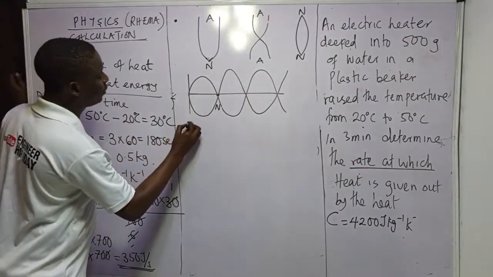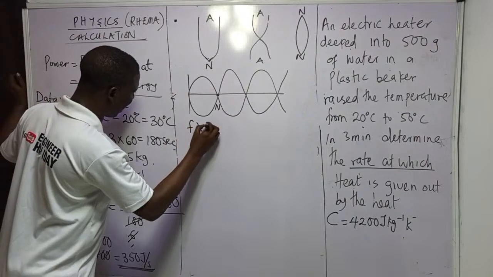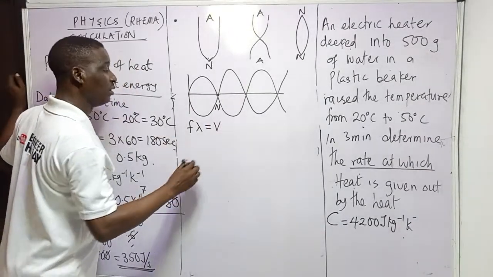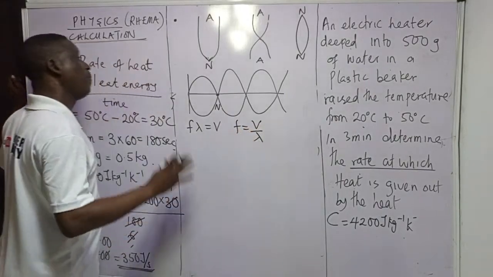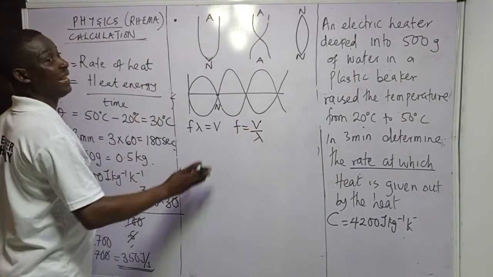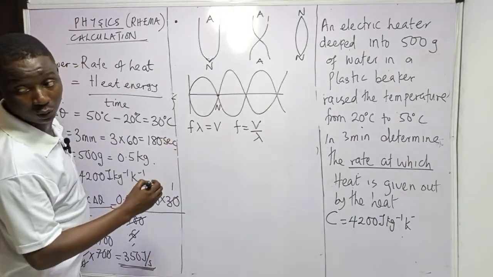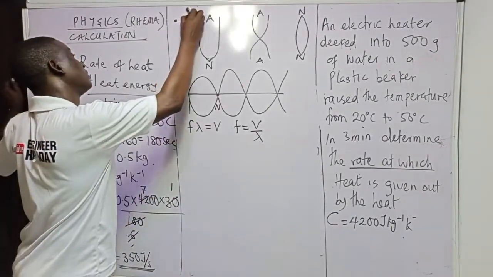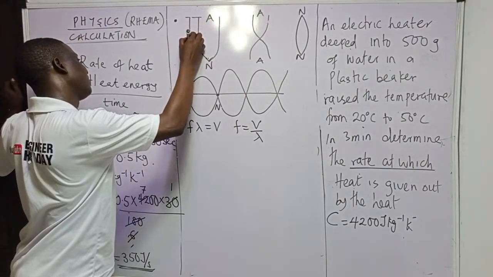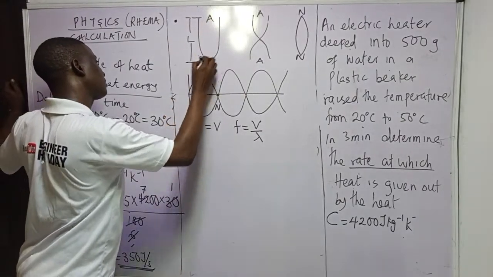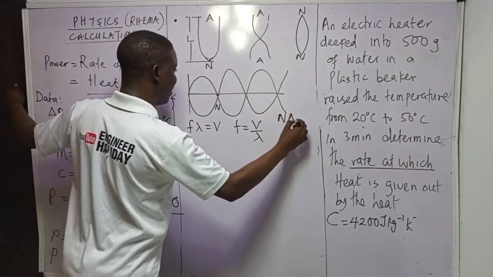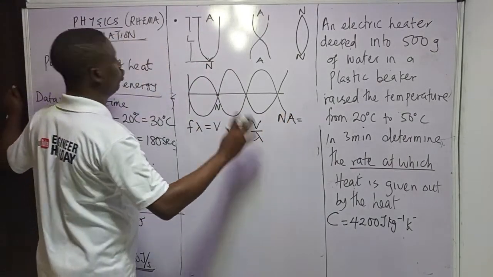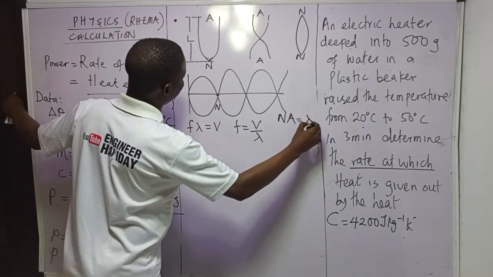Now, we know that frequency times lambda equals velocity. That means frequency equals velocity over lambda. Most of the time, we work with the length of the pipe. Let's say this is the length, L. Now, from node to antinode, take note of that, is lambda over 4.